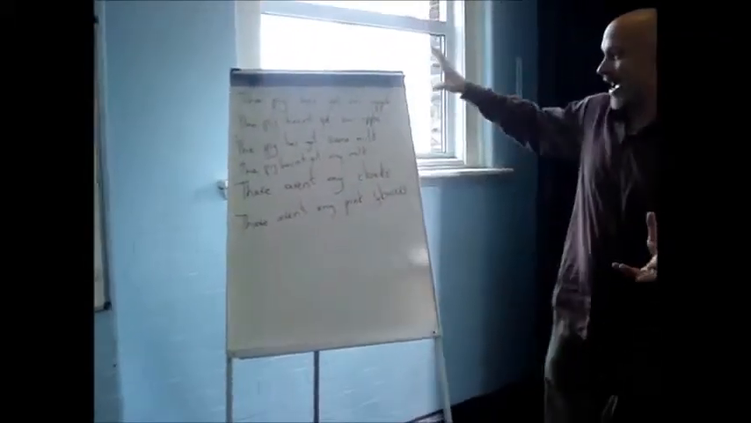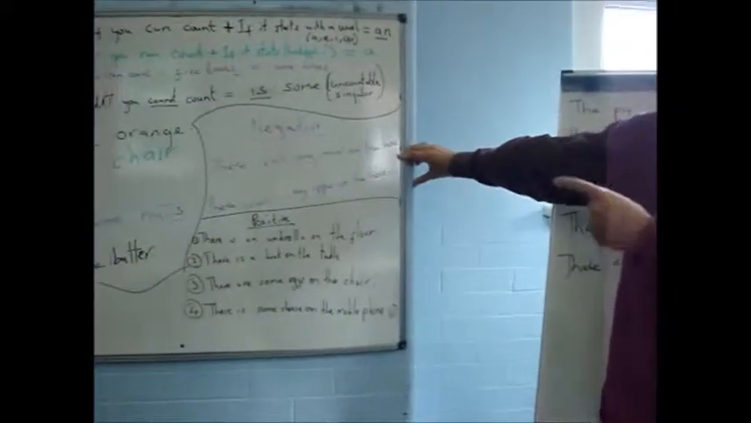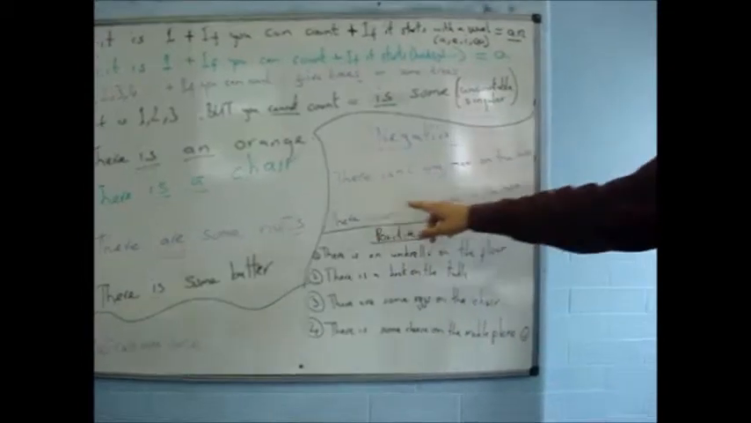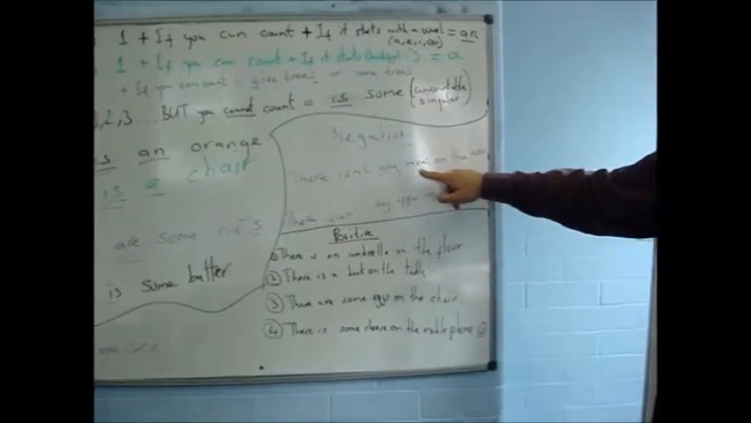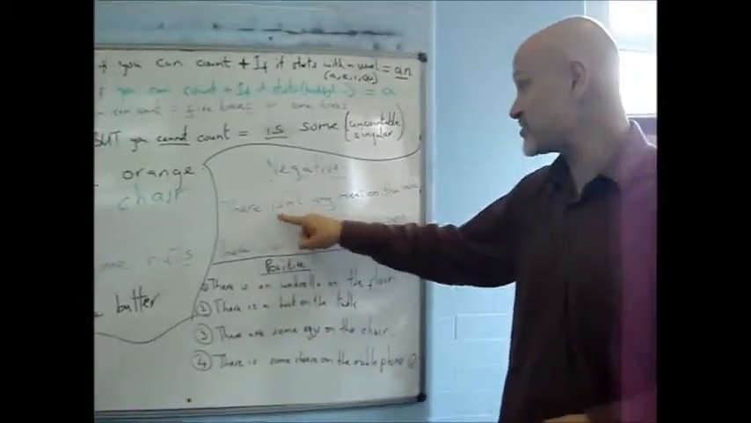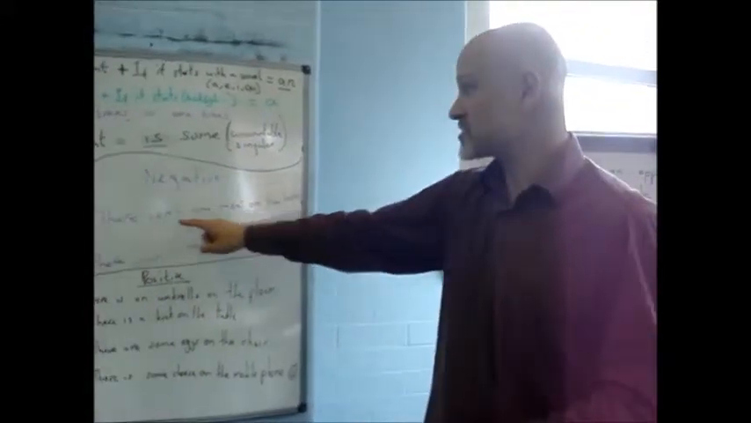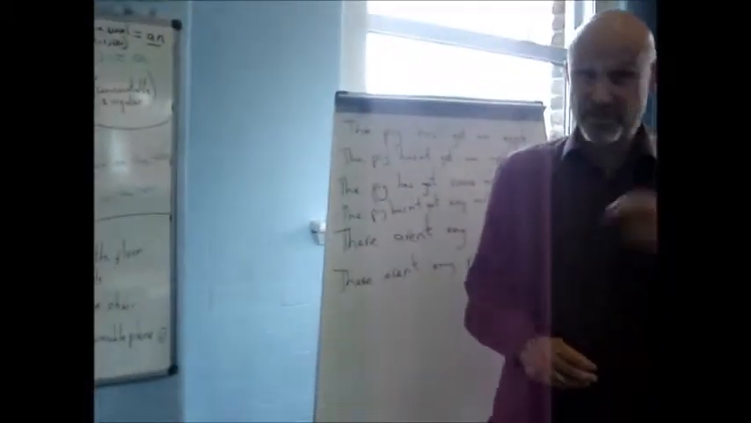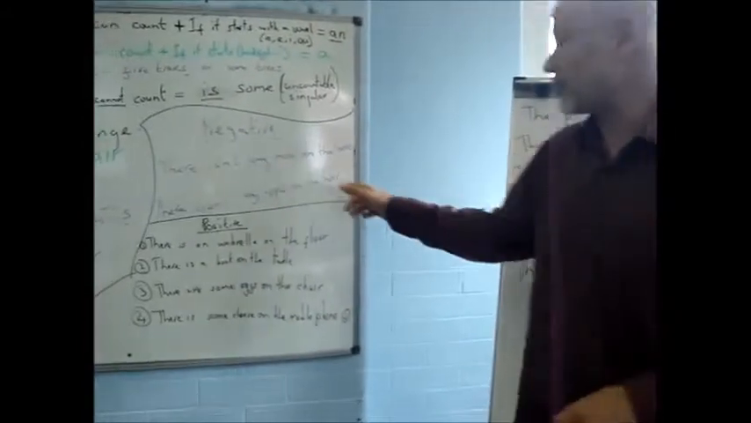Then we were looking at has got. We did negatives as well. Over here, there isn't any meat on the table. There aren't any apples on the table. So we use isn't for uncountable nouns. We use isn't for one thing. So you could say there isn't an umbrella on the table because it is one. Singular, one thing, or uncountable nouns. This is the thing we're trying to learn. And of course there aren't any apples on the table.